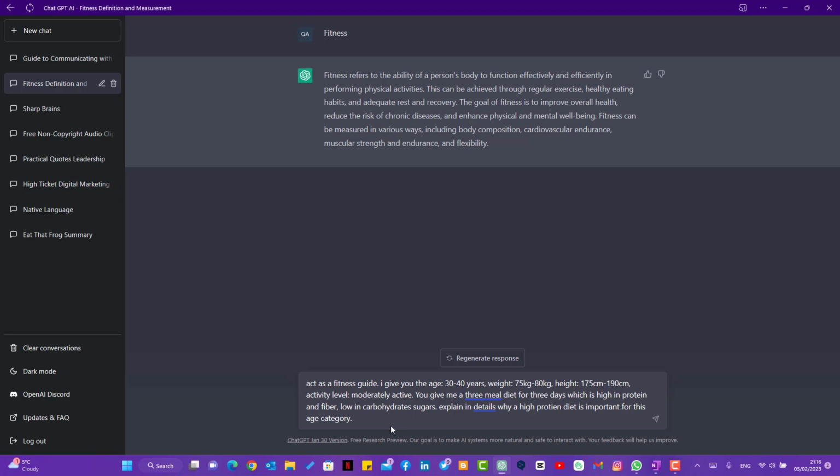As you can see in this prompt, we have asked ChatGPT to act as a fitness guide. And here is what I give you, the part of input where I've told ChatGPT that we'll provide the age, weight, height of people and the activity level. However, you give me, which means ChatGPT will provide, a 3-meal diet for 3 days, which is high in protein and fiber and low in carbohydrates and sugars. Then I've asked ChatGPT to explain in detail why a high protein diet is important for this age category. Now, let's see what kind of answer it provides, and then we'll further polish the answer with follow-up questions.